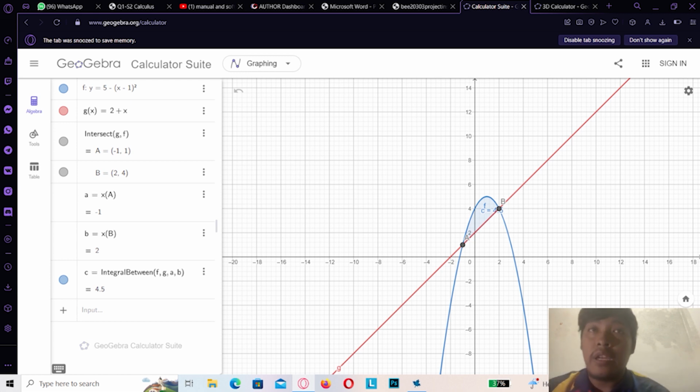At the first, we put in f of y equal to 5 minus x minus 1 square, sorry, and then g of x equal to 2 plus x, and then we put intersection g f, A equal to negative 1, 1, B equal to 2, 4, and then a equal to x, A equal to negative 1, b equal to x, B equal to 2. Then we put in integral between f g A B, which we got 4.5. So as you can see, this is the graph that I got.